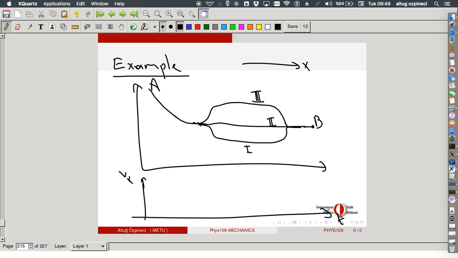Now you see, are you convinced that it's enough to study the horizontal component only? You are not convinced?